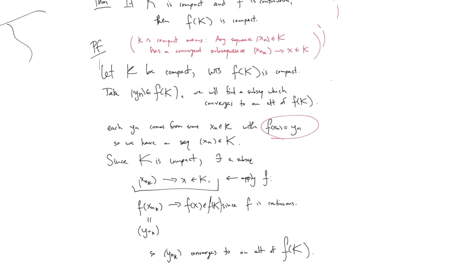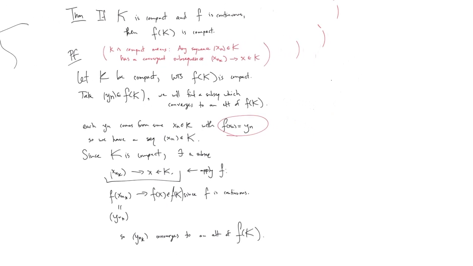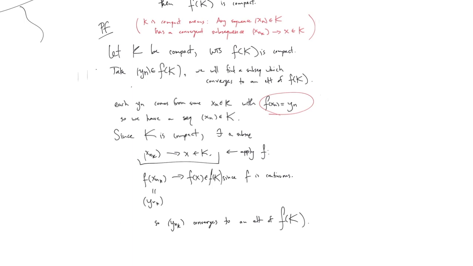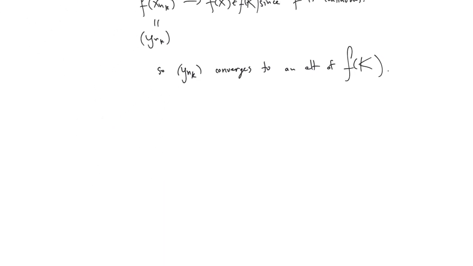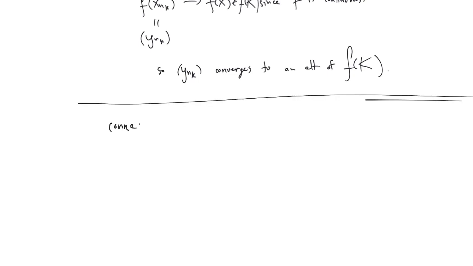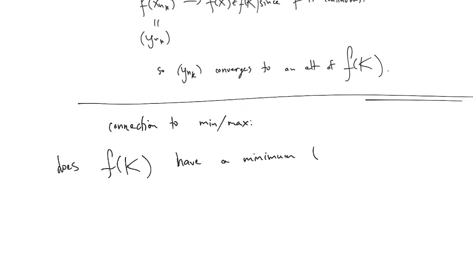Now, we didn't actually say that this F of K has a minimum and a maximum. We just said that it's compact. But that automatically means that it has a minimum and a maximum. Let's just try and explain that. So this is the connection to minimum and maximum. Does F of K have a minimum and a maximum? That's really the question. The answer is yes, but we should explain why.